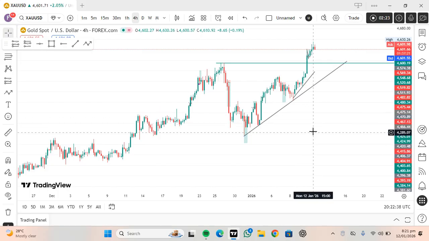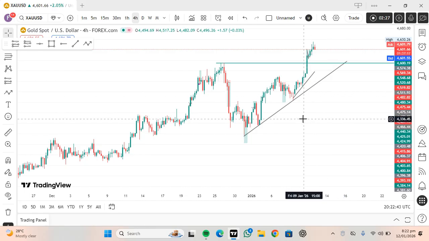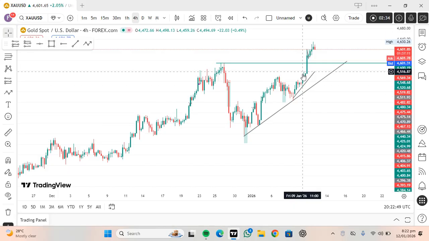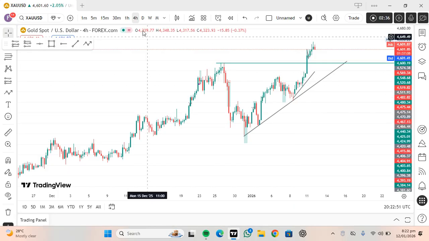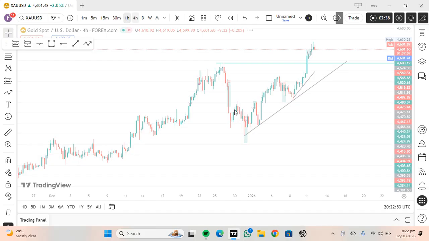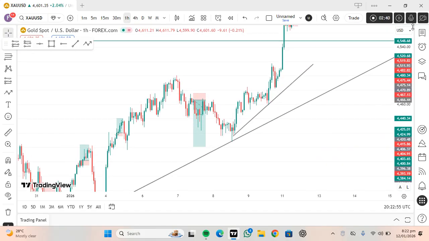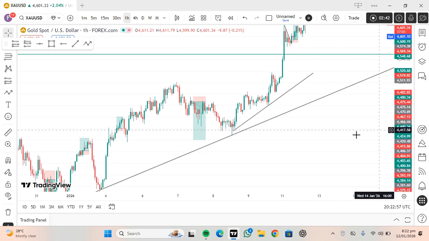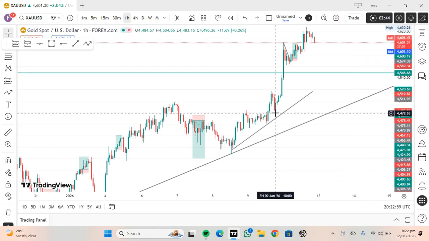So this was what I saw. And prior to this, on Friday, this was where the market closed. As you can see, Friday 11 p.m., the market closed around this level. Let me move to the 1 hour time frame. So on Friday, this was where the market closed.